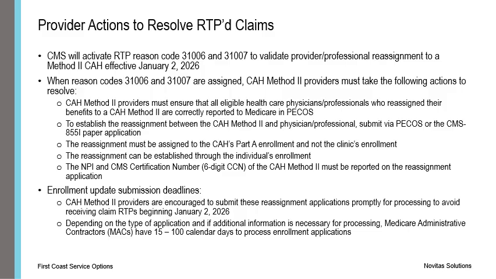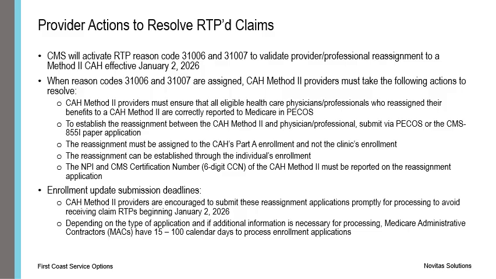Provider actions to resolve RTP claims. CMS will activate the RTP reason codes 31006 and 31007 to validate the provider professional reassignment to a Method 2 critical access hospital effective January 2nd, 2026.